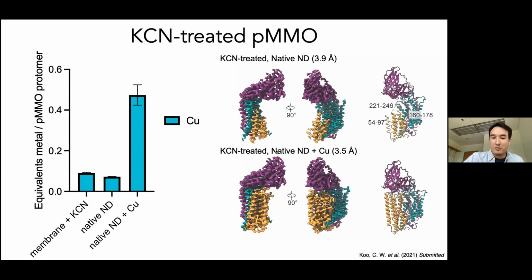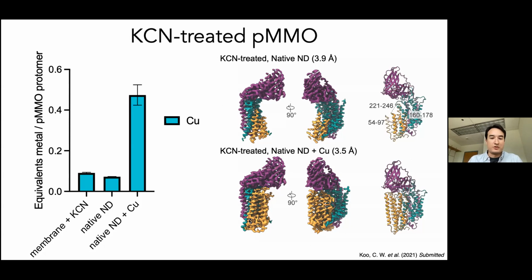Strikingly, when I added copper back to the membranes and then solved that structure, I was then able to see that the alpha helices of the Pmoc subunit sort of reformed their structure, and I was able to model the entire Pmoc subunit. So this kind of shows the effect that copper is having in stabilizing the structure of the PMMO subunit, and specifically the Pmoc subunit.